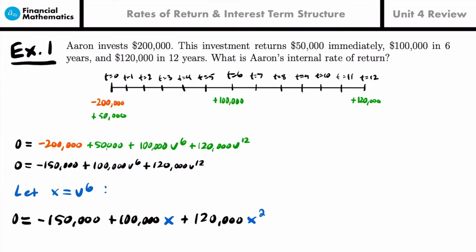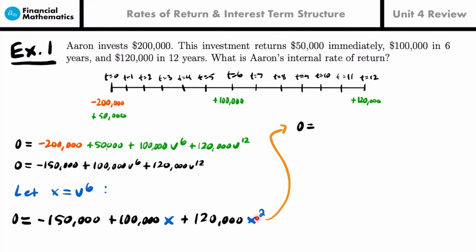But now notice what we have here. It's a quadratic expression that we could solve by either factoring or using the quadratic formula. And to make that a little bit easier on ourselves, notice that we could reduce each of these terms by a factor of 100,000. If we do that, our equation will become a lot simpler to work with. We'll have 0 equals, and I'm going to change the order.